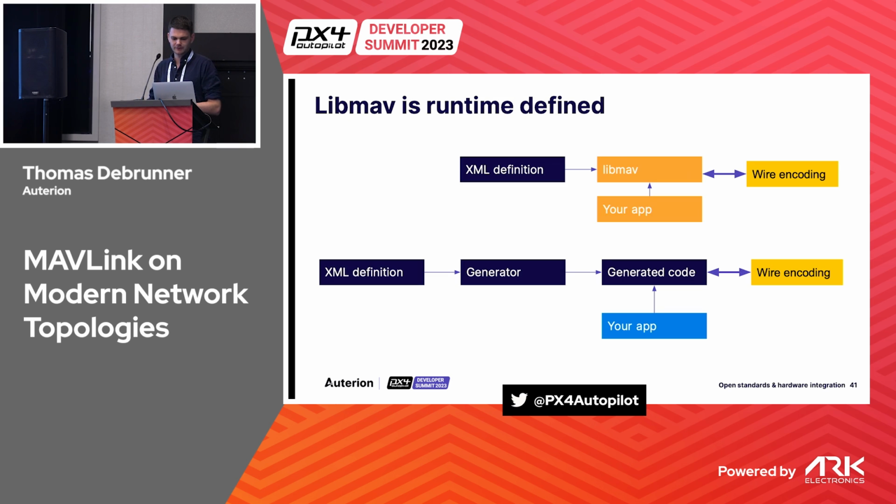I'm sure you're familiar with the traditional way of using the generator to generate the C code or the Python code or whatever to get into your app. You have the message definition, you use the generator, you get the code, you link against that, and then you send it out the wire. The libmav library makes this a lot easier, so you don't have to generate anything anymore. You can just load the XML at runtime and use it. You import the libmav library into your program, load the message definition XML file, and you can start encoding messages, sending them, decoding, and sending them out the network. This makes it much easier to use.